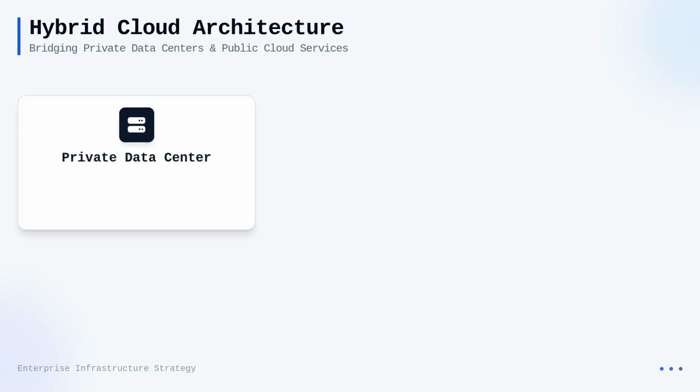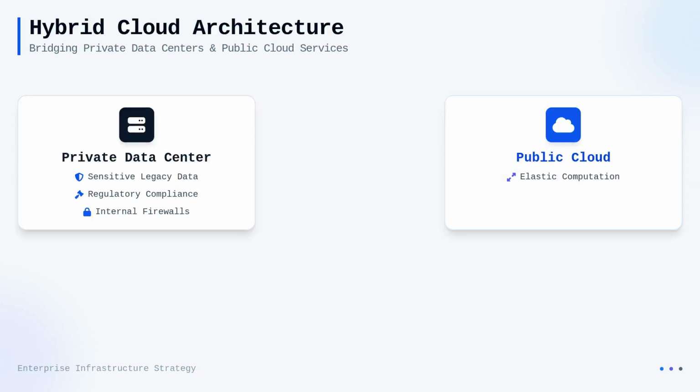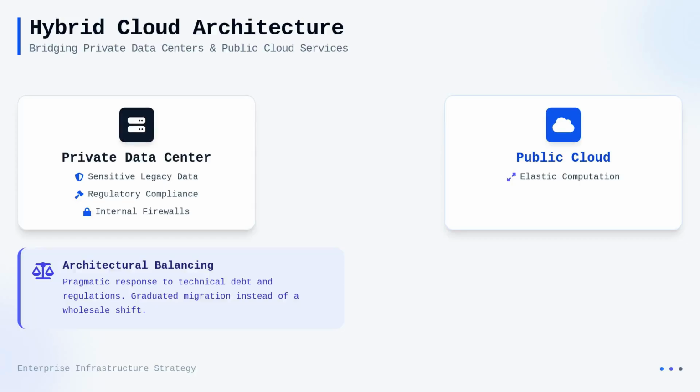Rather, it is a pragmatic response to the reality that moving every single workload to a public cloud is often impossible or strategically unwise. By maintaining sensitive legacy data on-premises while leveraging the elastic computational power of the public cloud, a business gains significant agility. You can think of this as a form of architectural balancing, where you scale your web-tier workloads to the cloud during peak demand, commonly referred to as cloud bursting, while keeping your core regulatory-sensitive data behind your own firewall.